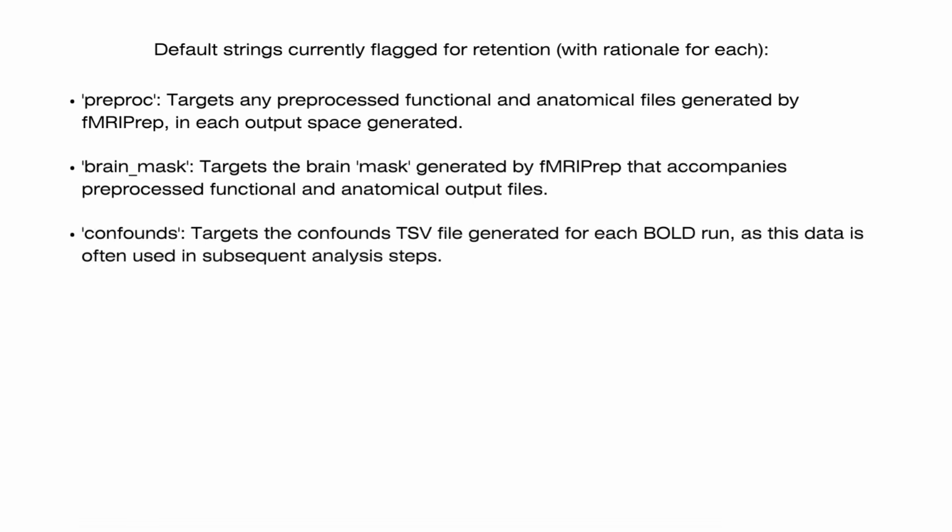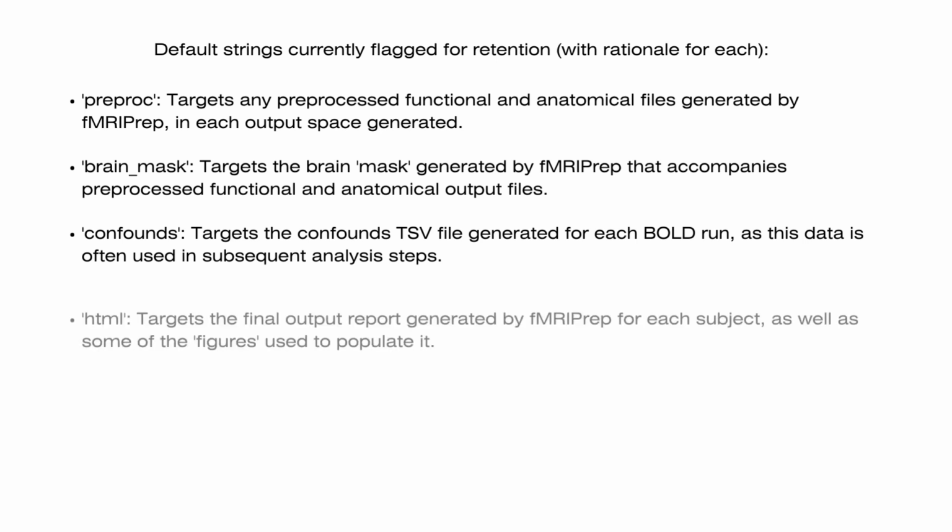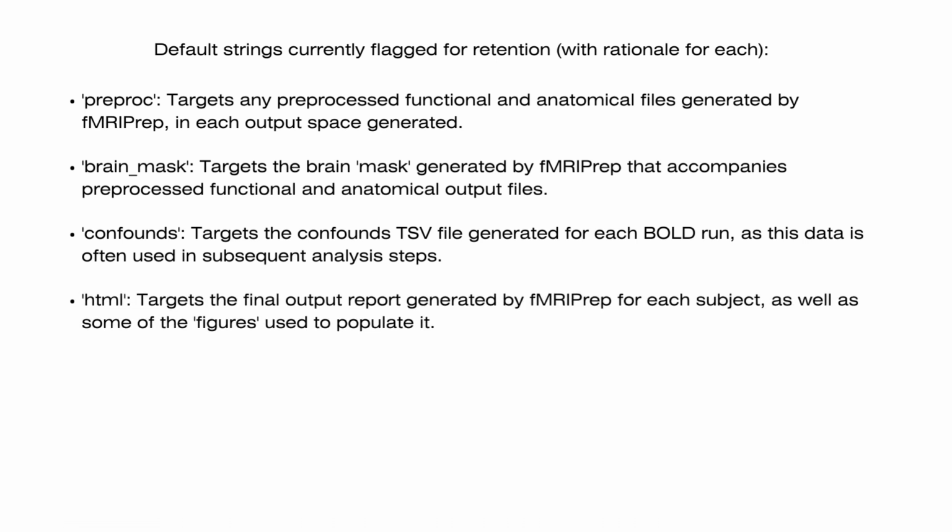Third, any files containing the string confounds. This will just target the motion confounds file generated for each run for each subject that can be used in subsequent analysis. Fourth, any file containing HTML. This is important because it will retain the final output report for each subject, as well as some of the figures used to generate it.